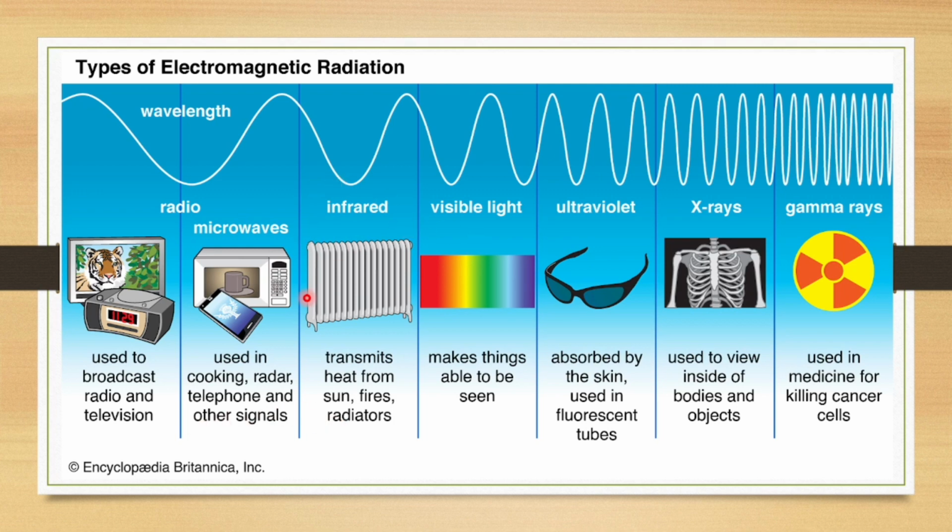Next are your infrared waves or infrared rays. They transmit heat from the sun, fires, and radiators. Next is your visible light, that is your VIBGYOR, the different colors that make things able to be seen. And next are your ultraviolet rays. These are absorbed by the skin and used in fluorescent tubes. Next are X-rays. They are used to view inside of bodies and objects. And next are your gamma rays. They are used in medicine for killing cancer cells.